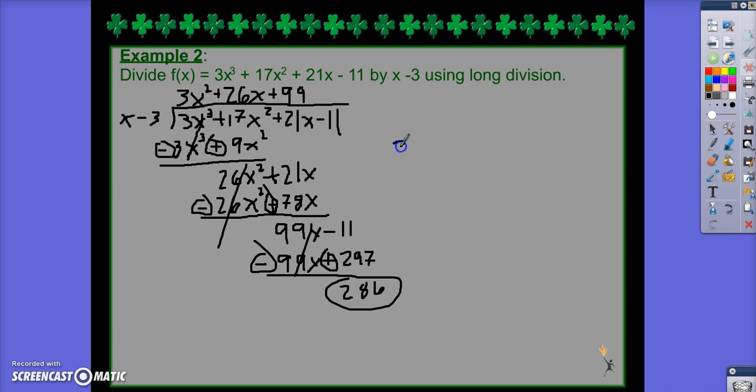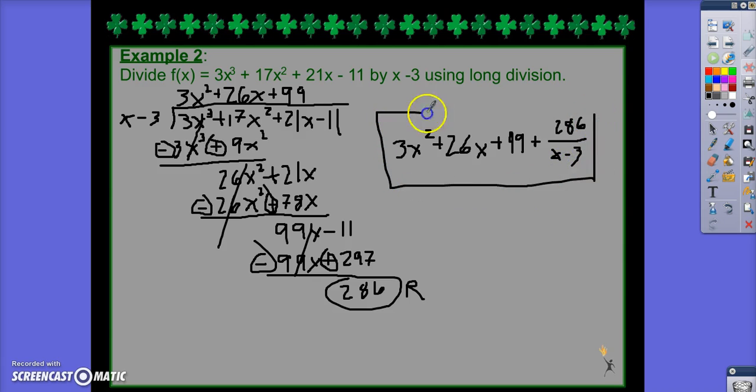So let's write our final answer. 3x squared plus 26x plus 99. And this is a remainder. Once again, a remainder is a fraction, so plus 286 over what we're dividing by, x minus 3. That's my final answer.